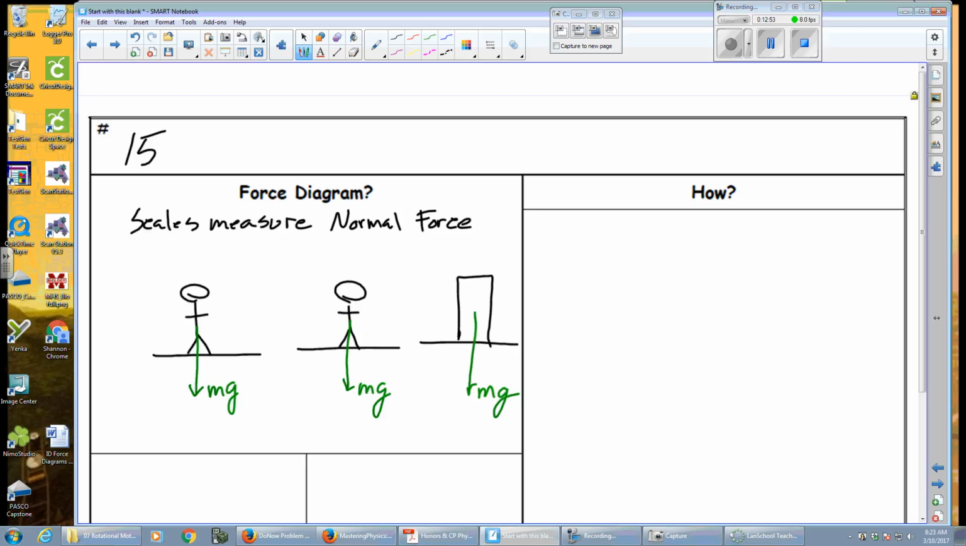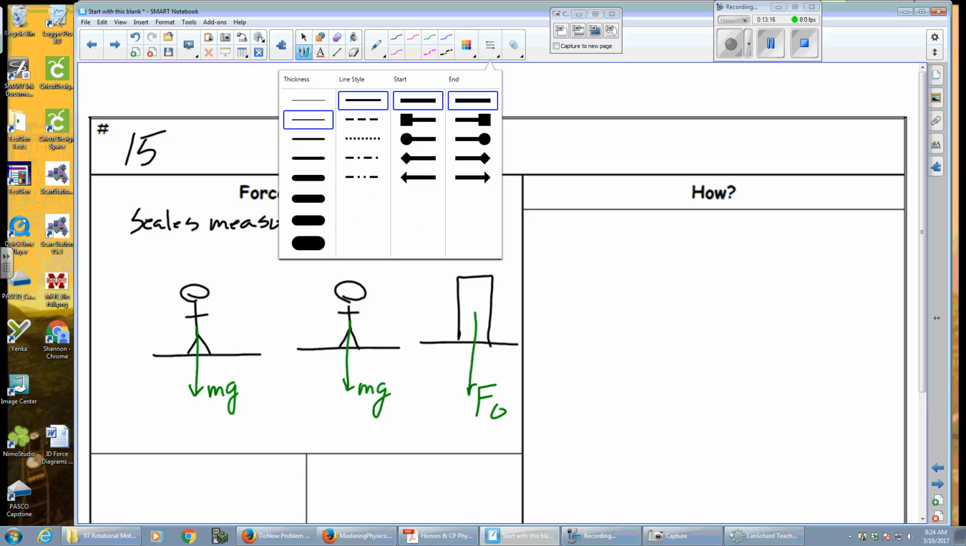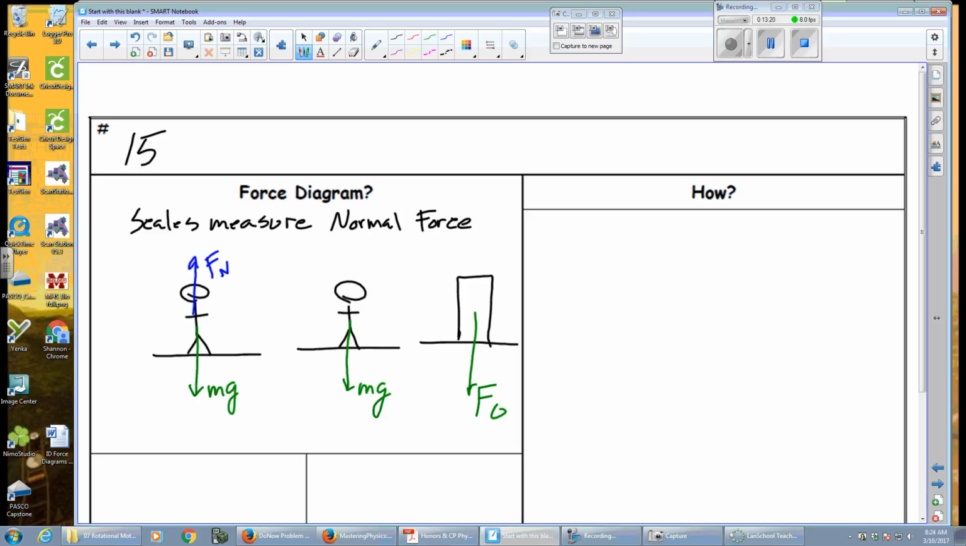I could have said F sub g, right? I'm using mg. No, I'm not changing. You know what? I'll do it on this one, just to appeal to all our learning styles. How's that? And then, of course, I have the normal force, which is what our scale is measuring. And our last part, we're accelerating up and down, and here I'm going to write acceleration equals 0 so that I remind myself I'm not accelerating. Good?